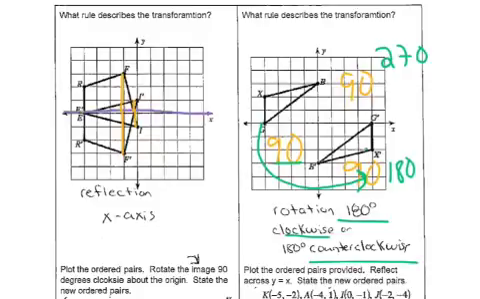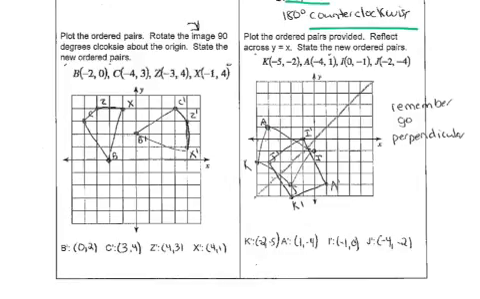So for this one down here, the first thing I did was plot my original ordered pairs. So that's what I did right here. Make sure you are labeling them correctly. Once I did that, I rotated my image 90 degrees clockwise. So since it's 90 degrees, I knew I was turning it 1 time, and since I went clockwise, I was turning it once to the right. So I know that it would be in my next quadrant.